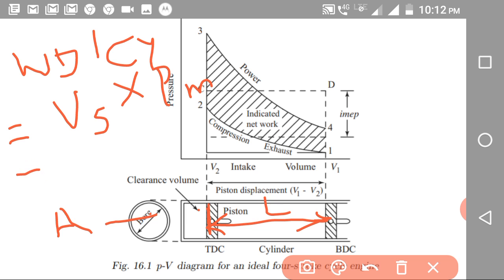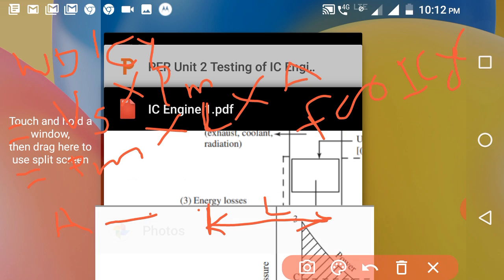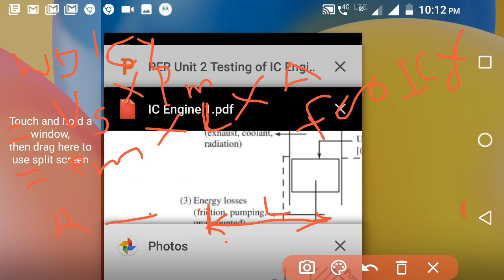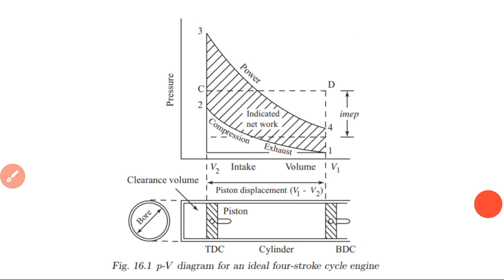So we can say that Vs is equal to, taking the mean effective pressure initially, then area, then stroke length and piston area. This equation is for one cycle.